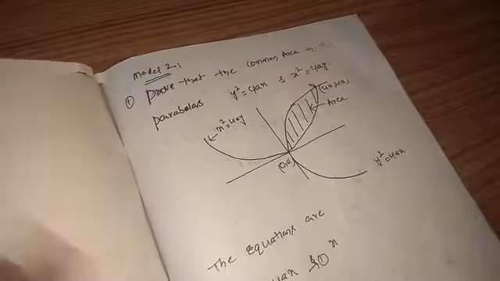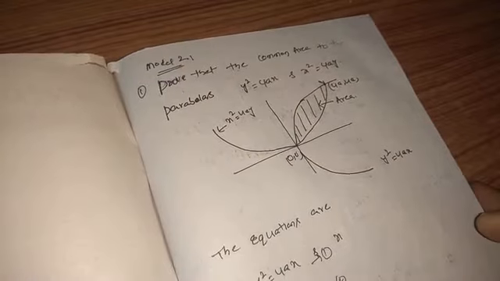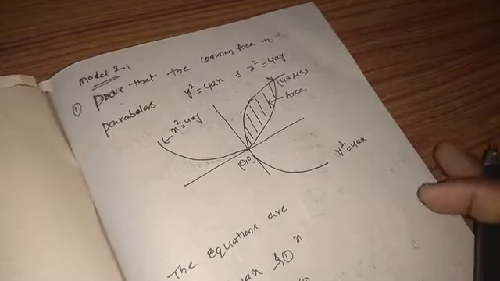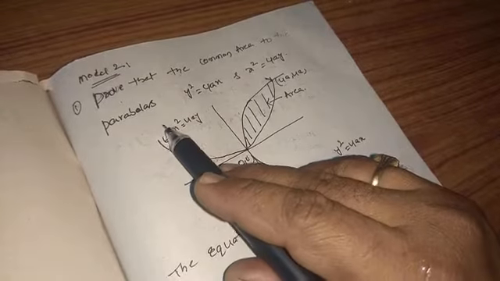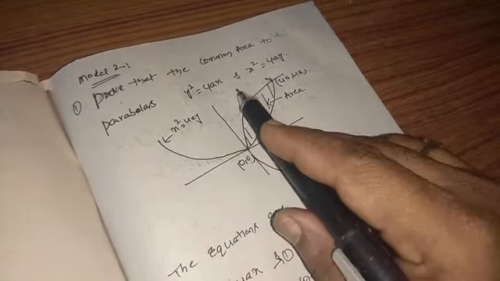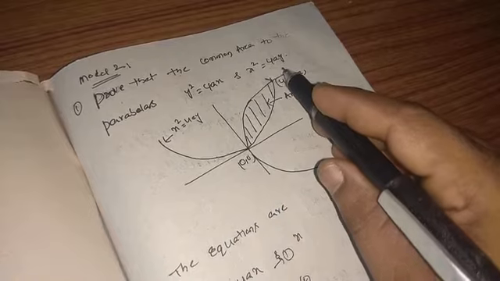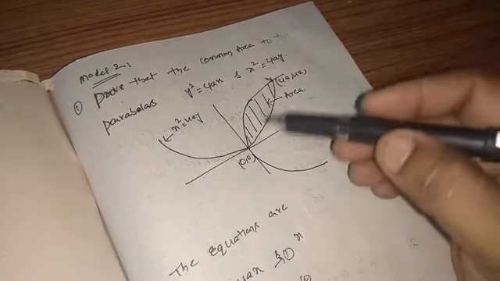Therefore, let us recall that problem. So what is the given question? The given question is: prove that the common area to the parabolas y square equal to 4ax and x square is equal to 4ay. Here what we do?